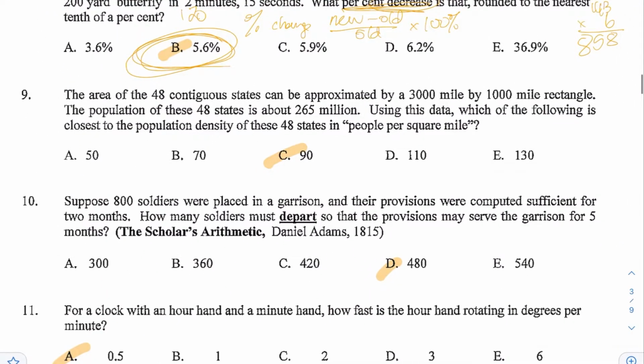Next, for number 9, the area of the 48 contiguous states can be approximated by a 3,000-mile by 1,000-mile rectangle. The population of the 48 states is about 265 million. Using this data, which of the following is closest to the population density of the 48 states in people per square mile? So you take the number of people, 265 million, and here per means divide. So you just divide by the square mile.